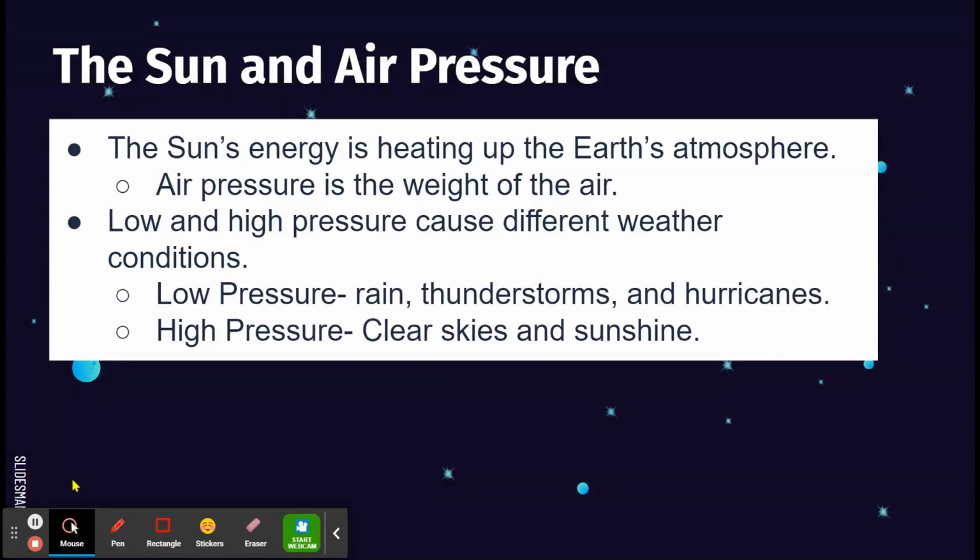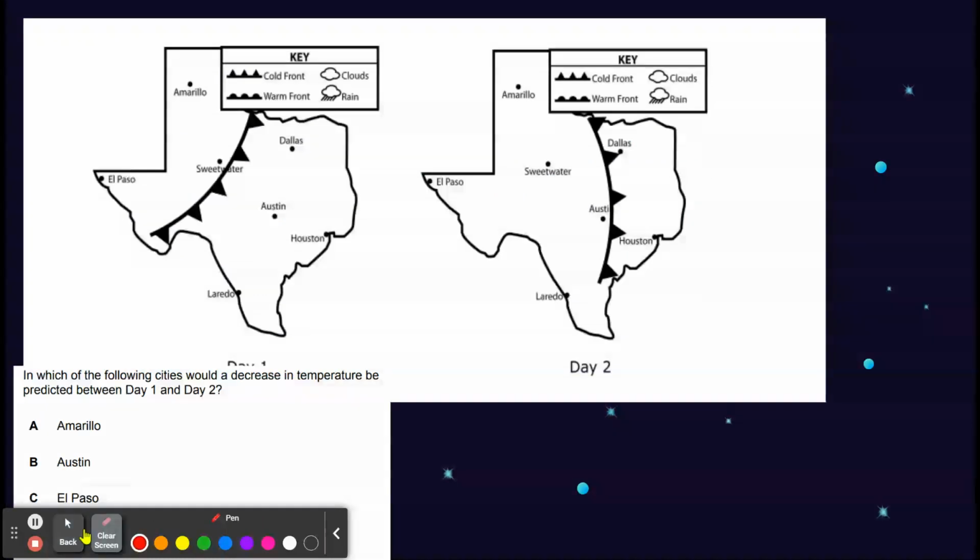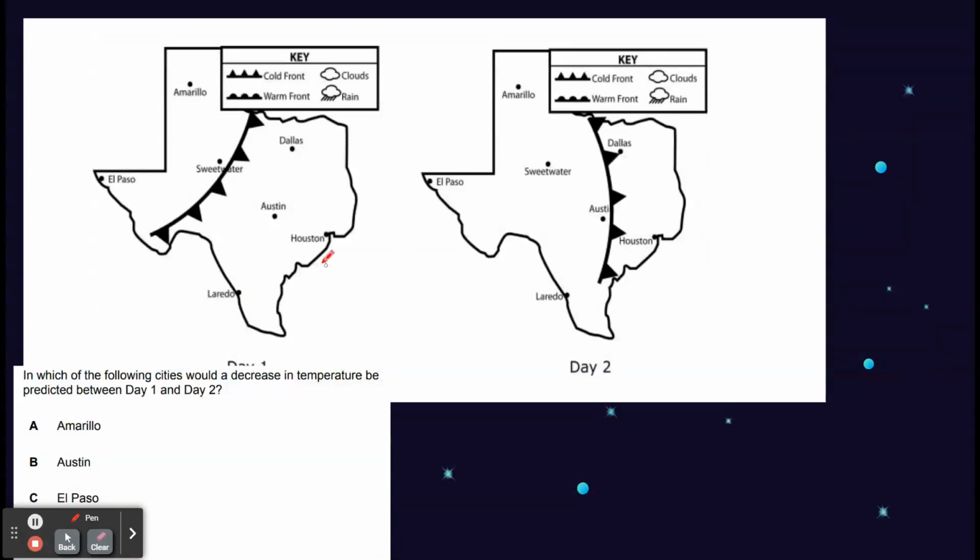Now, we're going to take a look at this map over here, which shows us day one. This got cut off, but day two is over here too. It's a weather view of different fronts, which are wind patterns coming in through Texas. This is day one. We see this symbol right here, which, if we look at our key, means a cold front is coming in from the west and moving towards the east.